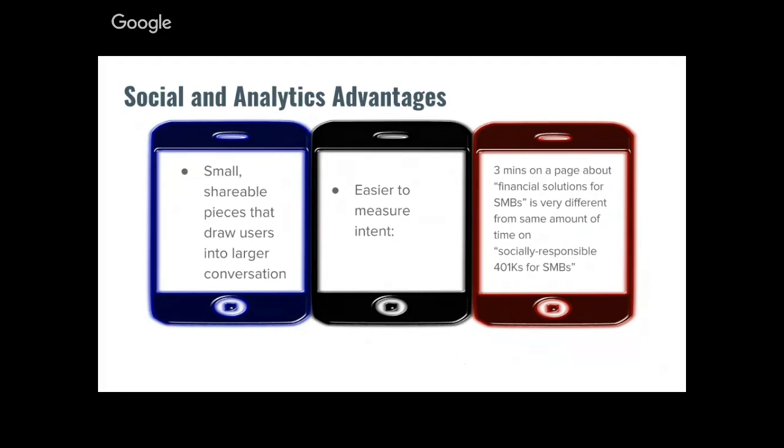Because it's broken out content. To go back to a business example, 3 minutes on a page about financial solutions for small businesses is very different from the same amount of time on socially responsible 401ks for SMBs. It's much more specific, a lot more about what your clients and customers want from you.